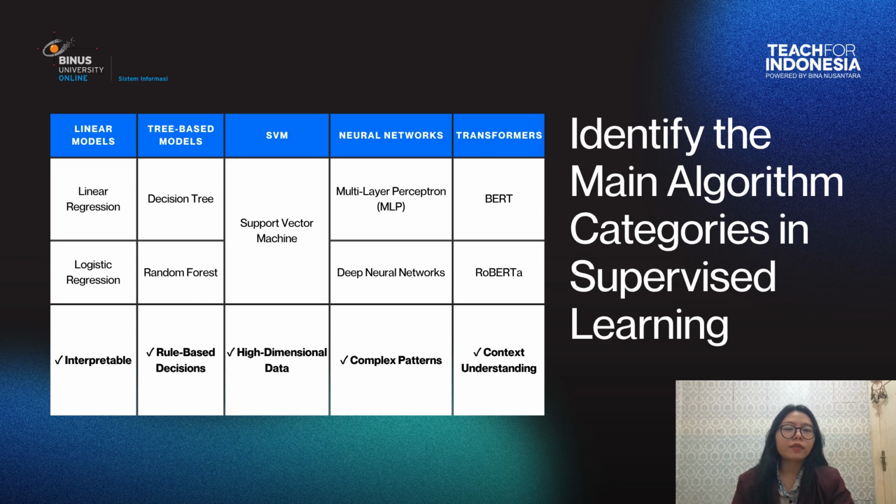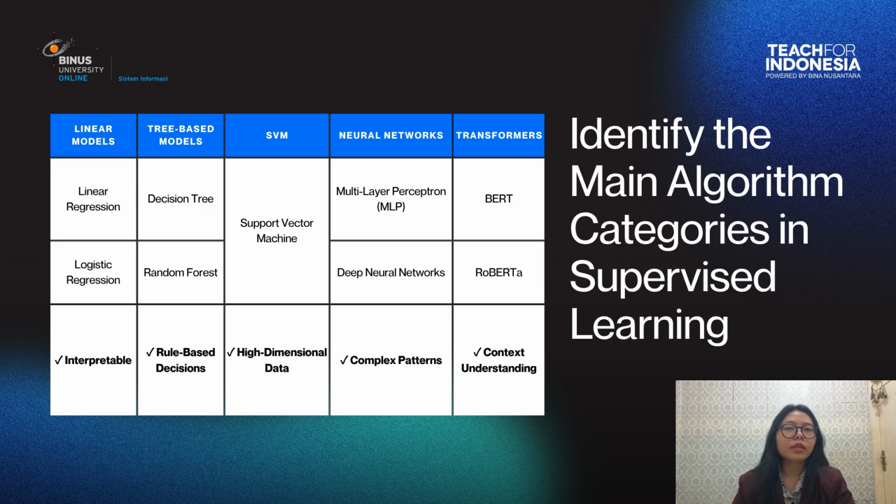The fourth category is neural networks. Inspired by the structure of the human brain, neural networks consist of interconnected layers of artificial neurons that learn patterns from data. They are capable of modeling highly complex relationships and can automatically learn useful representations from large datasets. As a result, neural networks have become the foundation of many modern artificial intelligence systems.